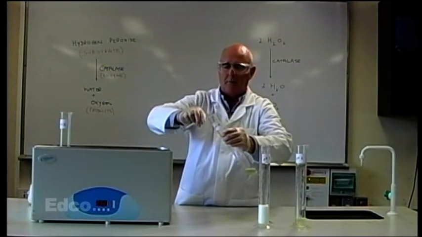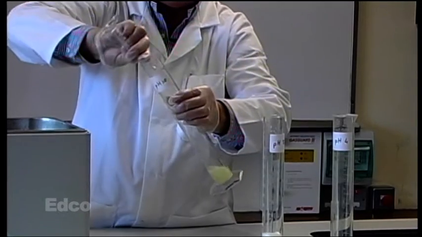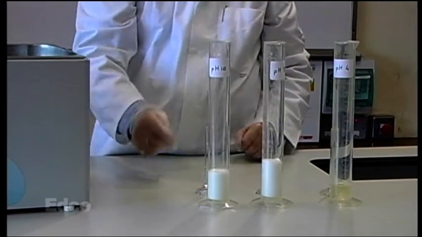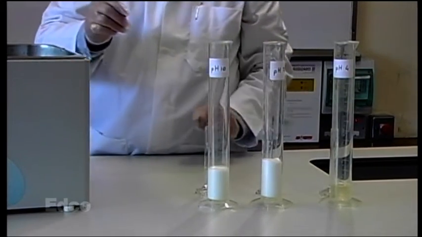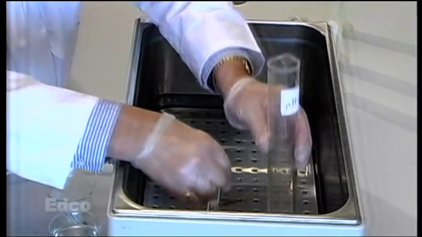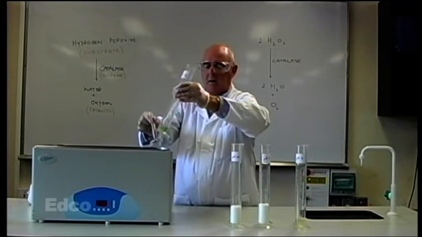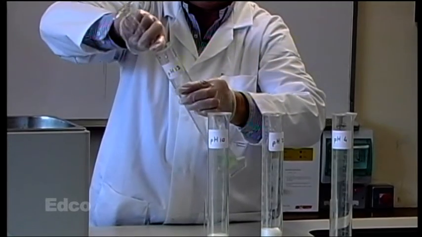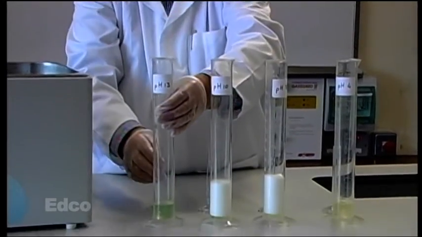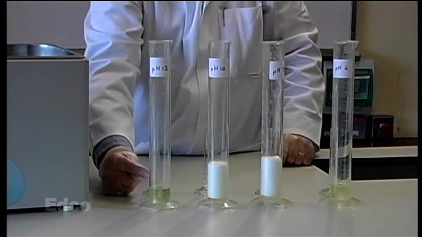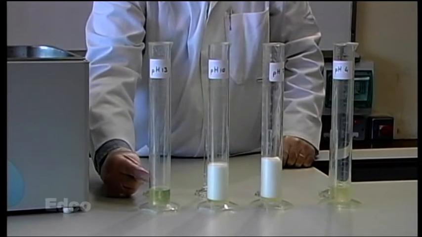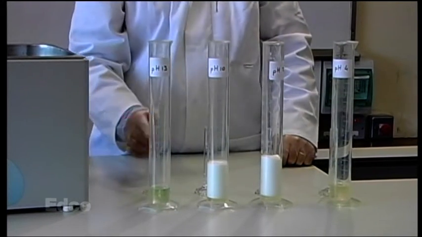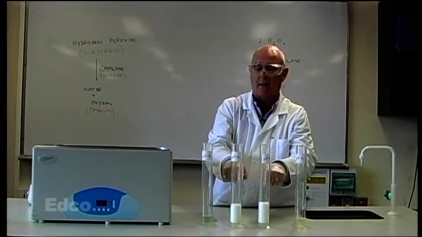In the next one, we add the hydrogen peroxide down the side. And again, foam is produced. And again, we'll wait 2 minutes to record the level of the foam. And the final one, pH 13. We add the hydrogen peroxide down the side. And in this case, no foam is produced. That indicates that the enzyme isn't working. The enzyme has been denatured by the unsuitable pH. We wait 2 minutes to record the level of foam in each of these containers.